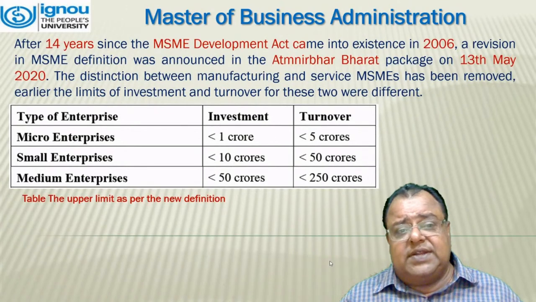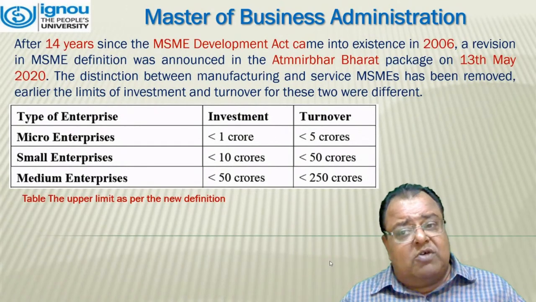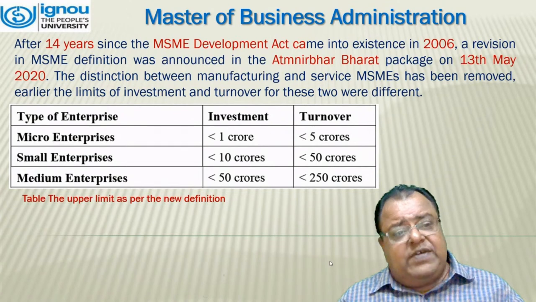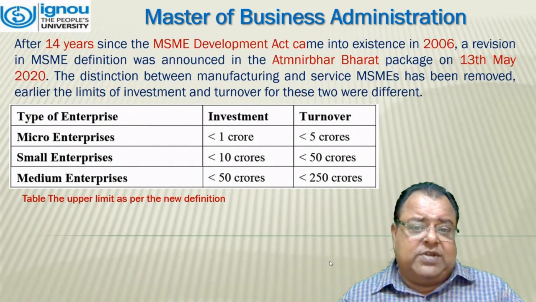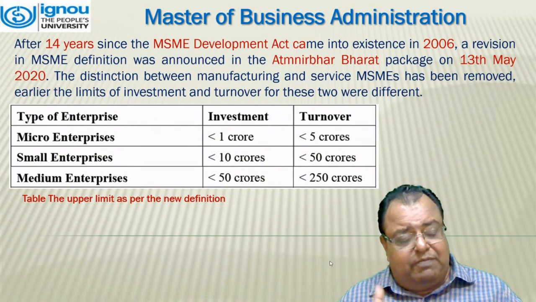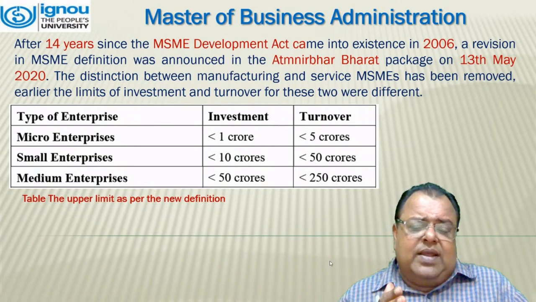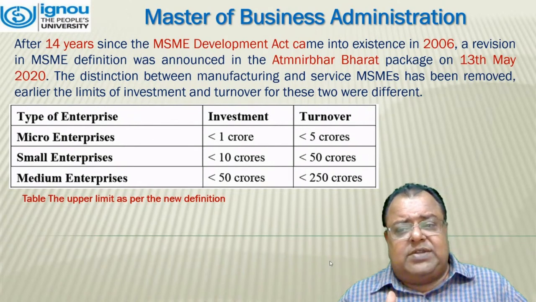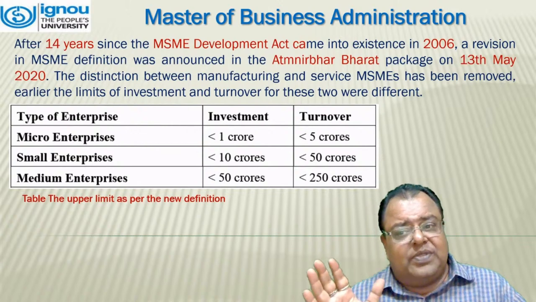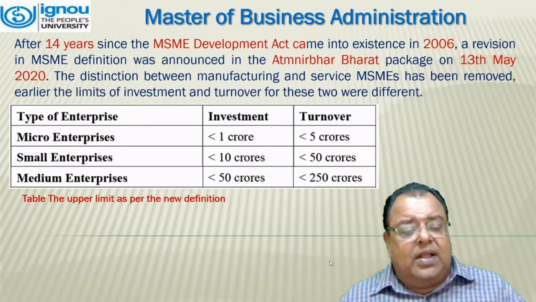After 14 years since the MSME Development Act came into existence in 2006, a revision in the MSME definition was announced in the Atmanirbhar Bharat package on 13th of May 2020. And the distinction between manufacturing and service MSME has been removed. Earlier, the limit of investment and turnover for these two units were different.